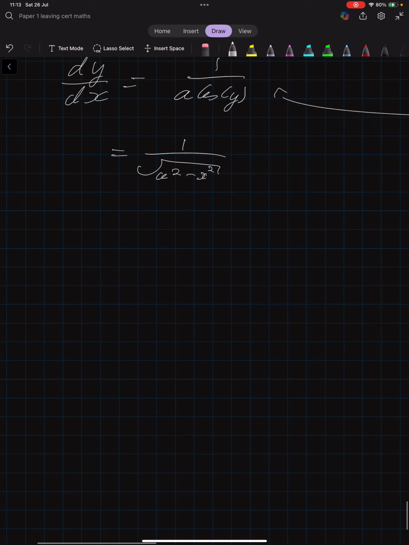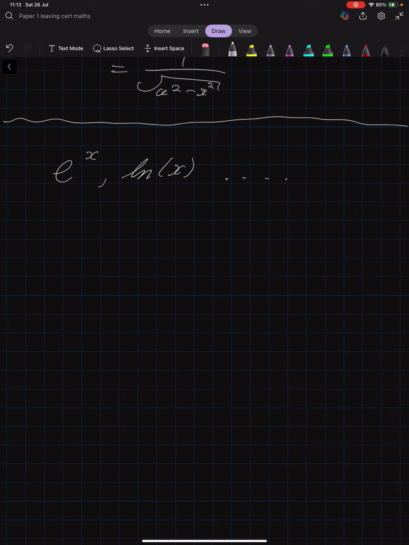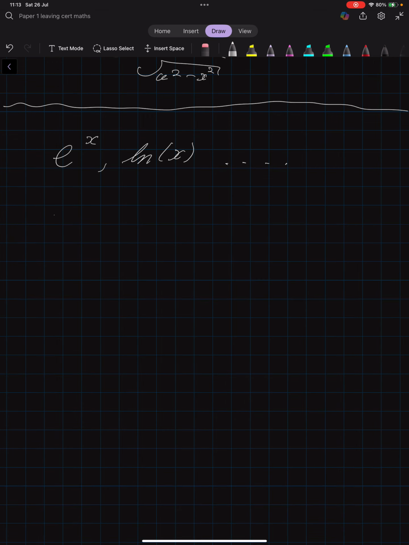Now, the next thing that's important is the derivative of the exponential function. So we had e to the x, you would have seen before, ln x, these sort of things. Now, the derivative of e to the x is simply e to the x. So the derivative stays the same. d/dx of e to the ax is equal to a e to the ax. This is just coming from the chain rule.